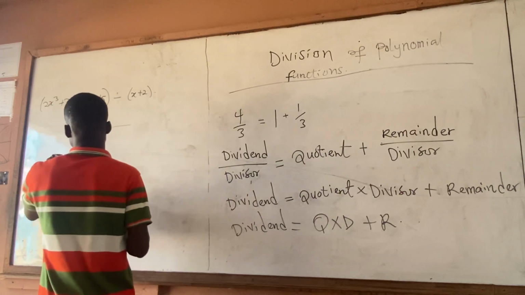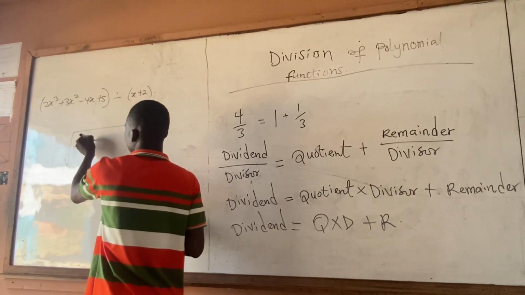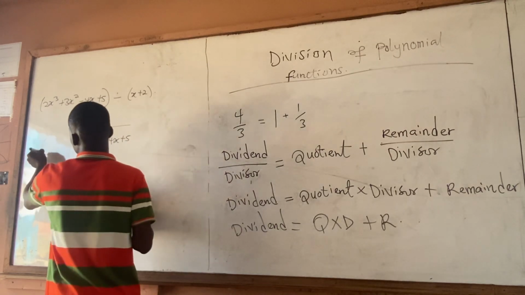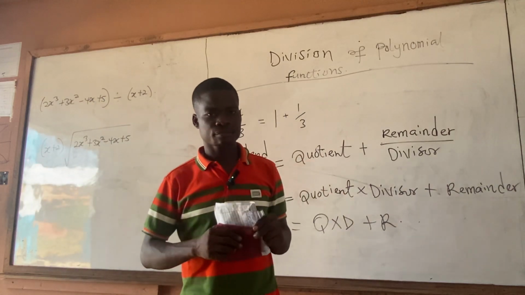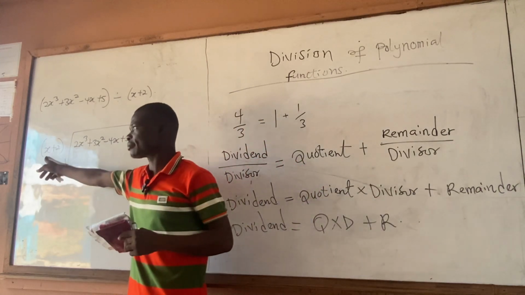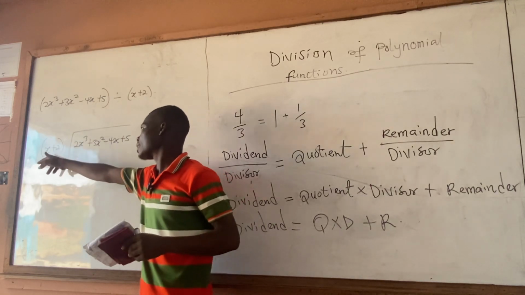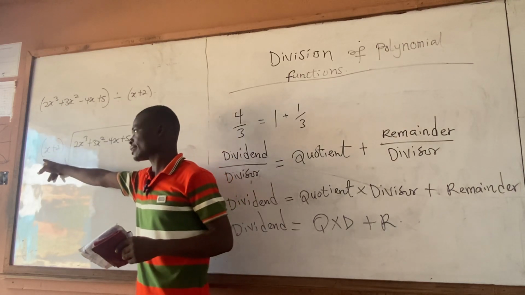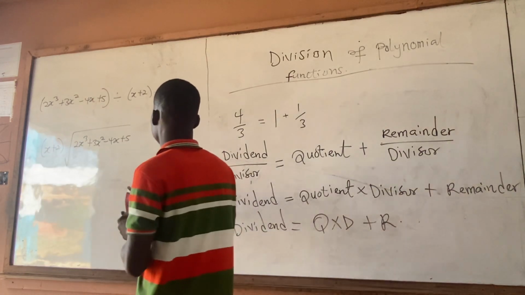In our long division table, the dividend will come inside the table: 2x cubed, 3x squared, 4x, plus 5. And the divisor will come outside. So to divide this one, take your time, relax. Now let's take the first term in the divisor to divide the first term in the dividend. We're going to take x to go into this one. So 2x cubed divided by x.